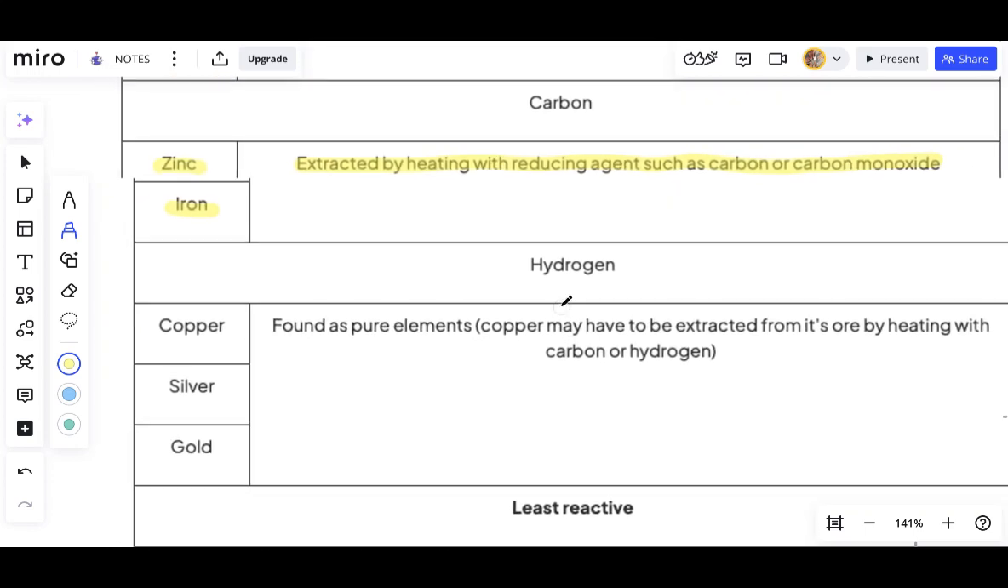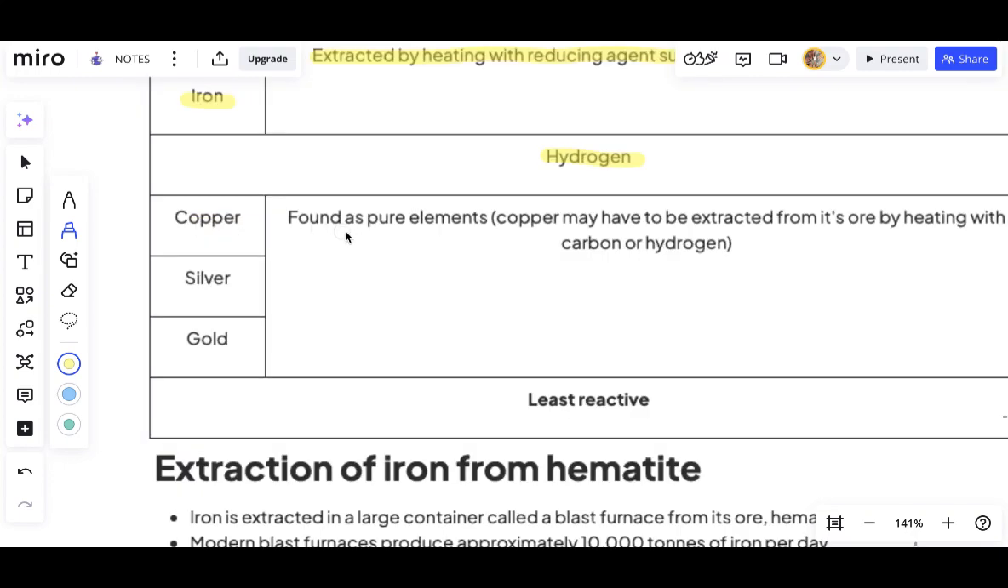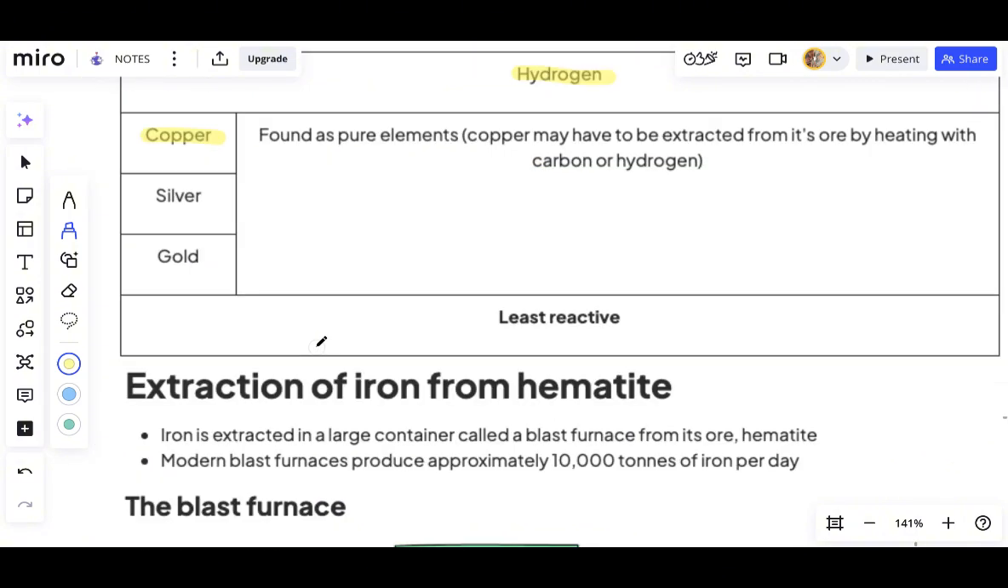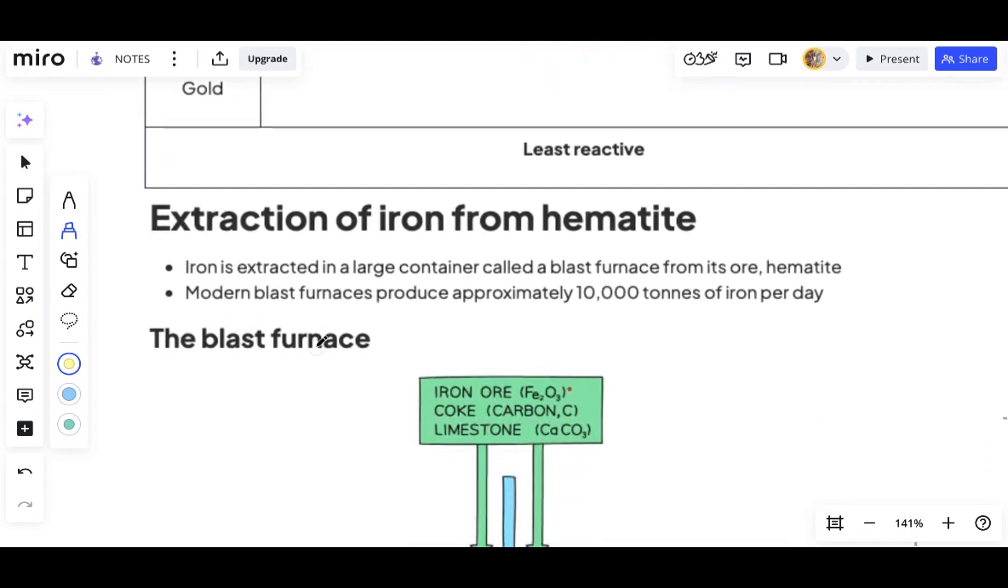Then in the reactivity series after zinc and iron, we have hydrogen. Remember, carbon and hydrogen are not metals, but they are in the reactivity series. Copper, if not found as a pure element, may have to be extracted from its ore by heating with carbon or hydrogen. Most likely silver and gold are found in their pure form. So that's the introductory part.